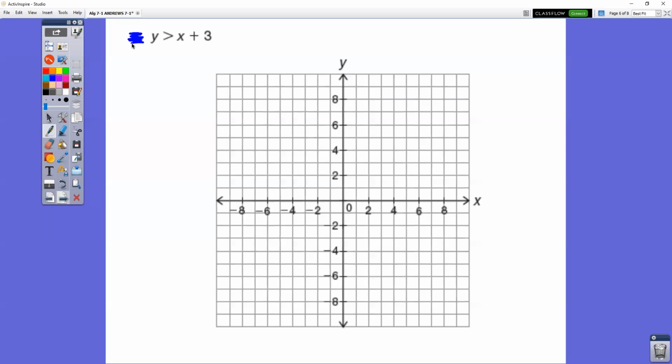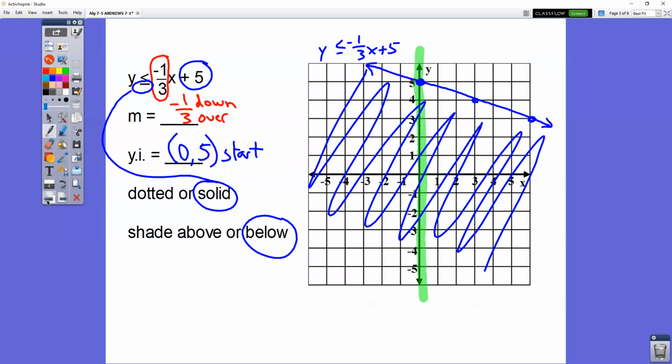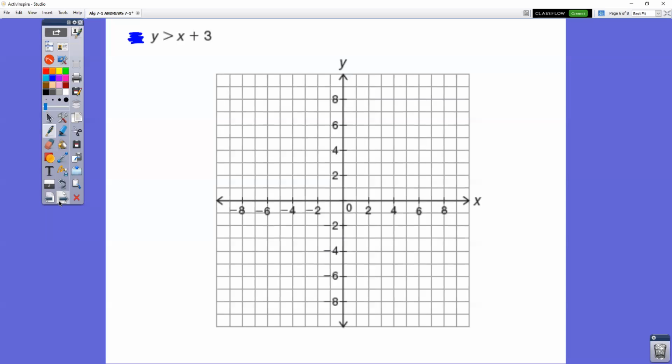Again, one of the ways that they're also going to try and trick you on the Regents exam is not having all of this extra information to spoon feed it to you: slope, y-intercept, dotted or solid, shade above or below. They'll just tell you, graph this inequality. They expect you to know that you have to find those four things.